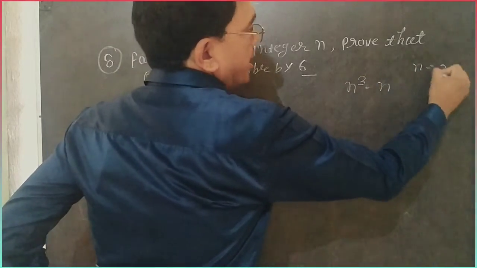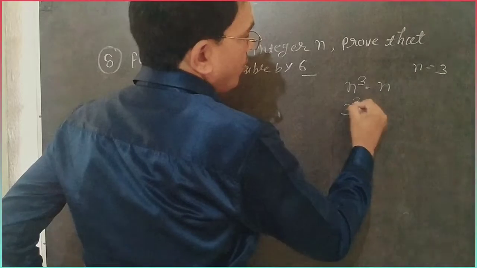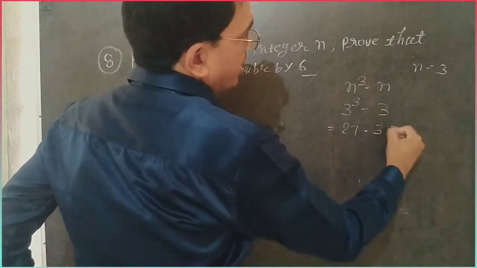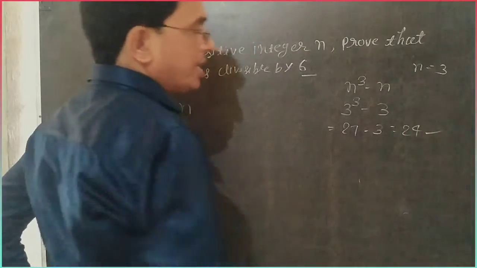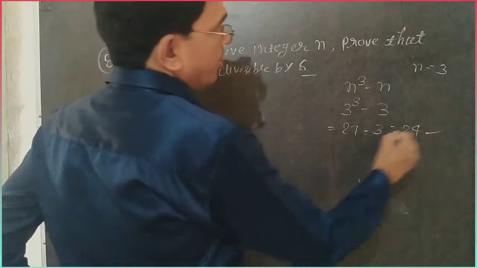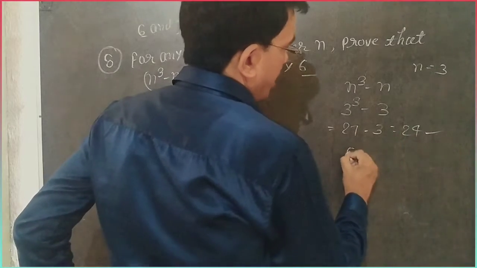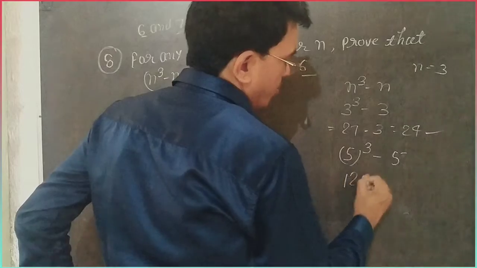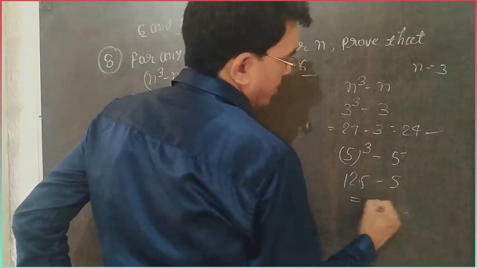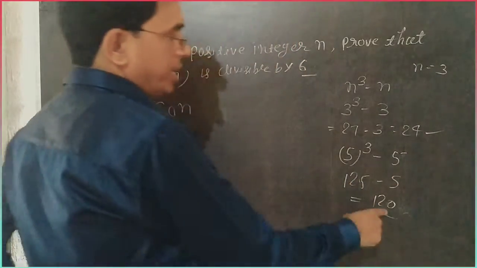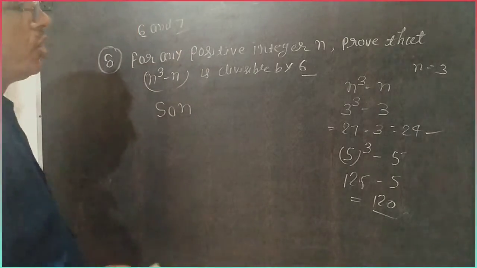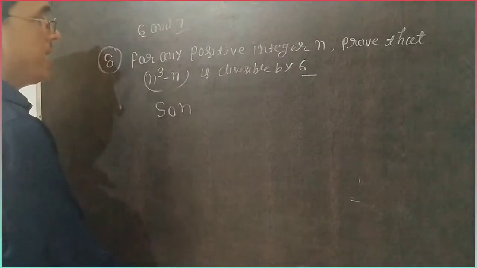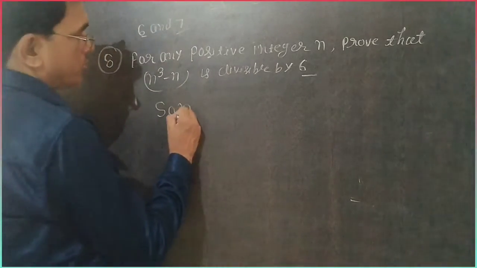Suppose n is 3. So what do you get? 3 cube minus 3. 3 cubed is 27, minus 3, that is 24. Then it is clearly divisible by 6. Otherwise you take n as 5, that is 5 cube minus 5, that is 125 minus 5, that is 120. It is also clearly divisible by 6. But your question is why? Give the reason why n cube minus n is always divisible by 6. So you write the solution.